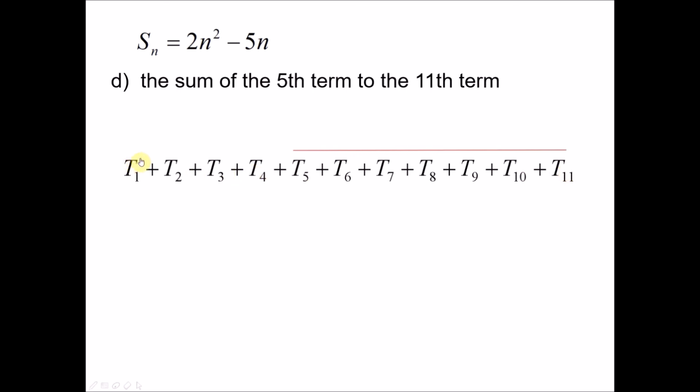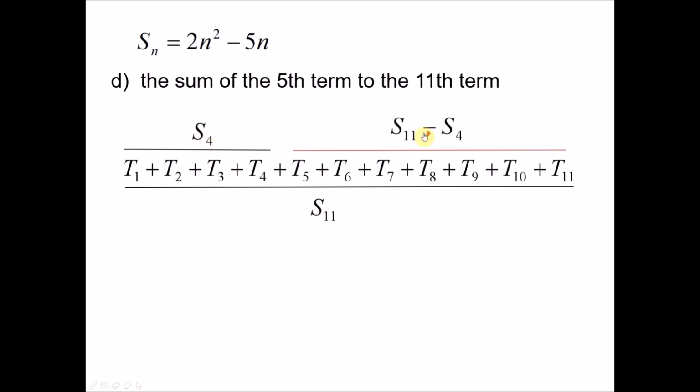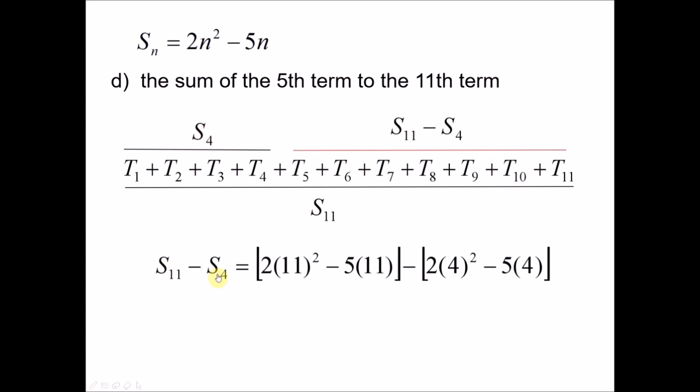We don't want this part. To get rid of it, we first find the total, which is S11, and minus the sum of the first 4 terms, which is S4. So we find S11 minus S4. We substitute the values, 11 here and 4 here, calculate it, and get 175.